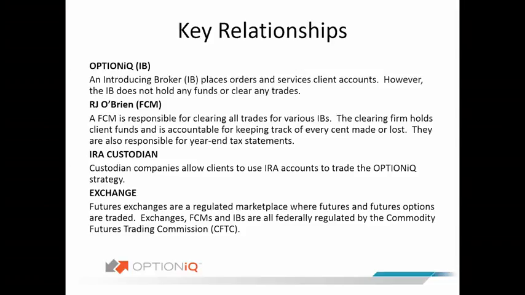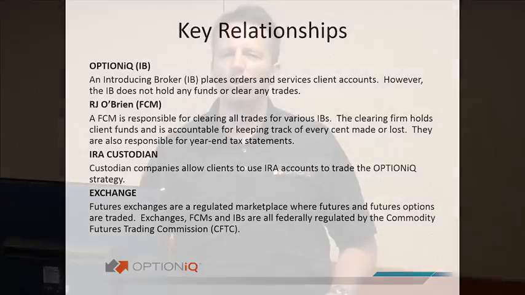Below that, you also have an IRA custodian. If you choose to trade retirement money, this could be a previous 401k that you had with an old employer. This could be a current IRA of any kind. You need to use an IRA custodian to be able to set up those accounts. The custodian company allows you to use your retirement accounts to trade the Option IQ strategy. Through them, you set up what's called a self-directed account, and then you're able to use that money in this.